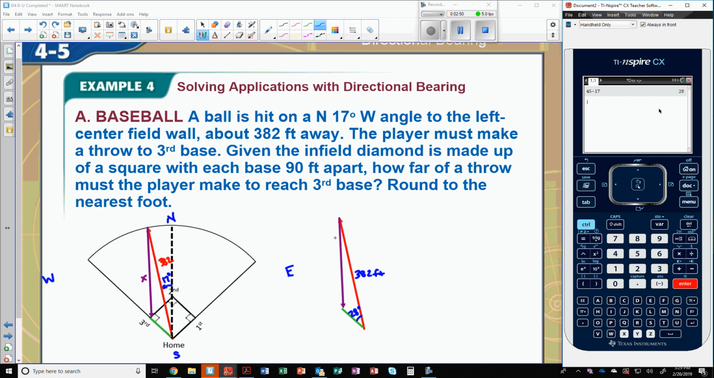We don't know this distance. That's what we're looking for. That's our unknown. But we know this is 90 feet because each base is 90 feet apart. So that's what that length is. Now, how can we solve this?